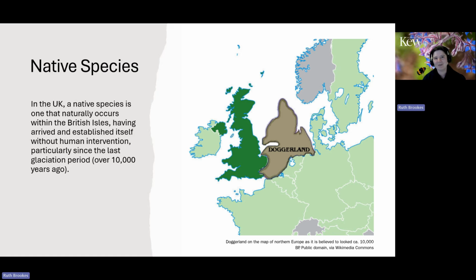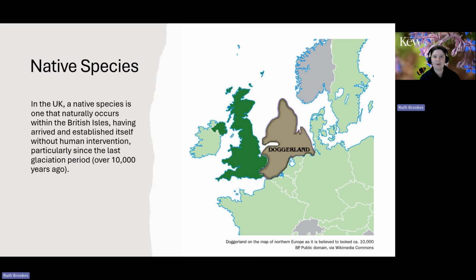But it's not as simple as saying native species are good and non-native species are bad, because there's plenty of non-natives that are actually really beneficial for biodiversity as well. So you should never distinguish in black and white between them, because the non-natives can be very useful and are probably going to become more useful with climate change.